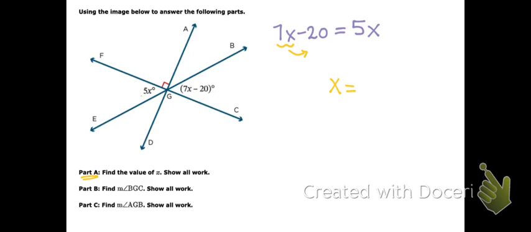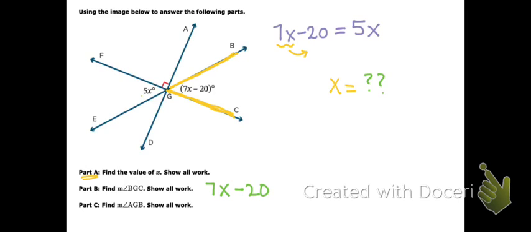Now for part B, it says find the measure of angle BGC. So B to G to C. They want us to find this measure. So that angle is 7 times whatever x is minus 20. And remember, in part A, we're figuring out what x is. You need to solve that equation.